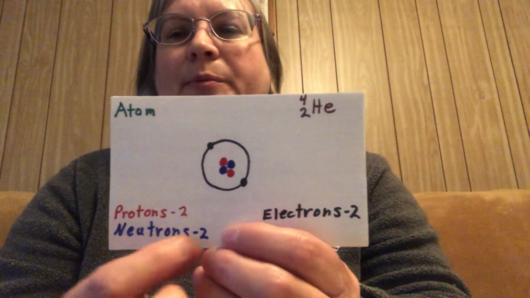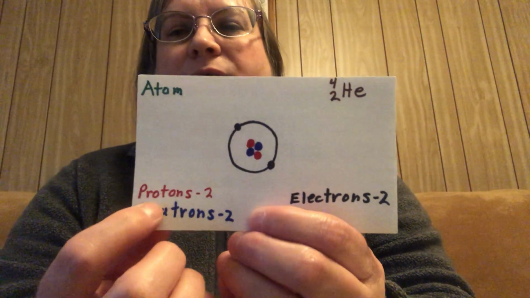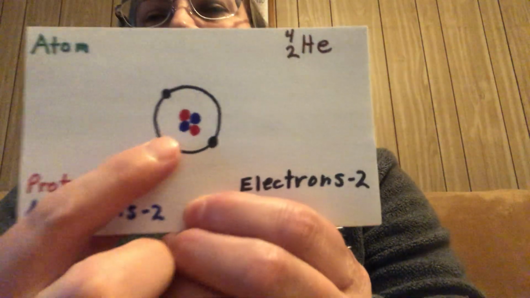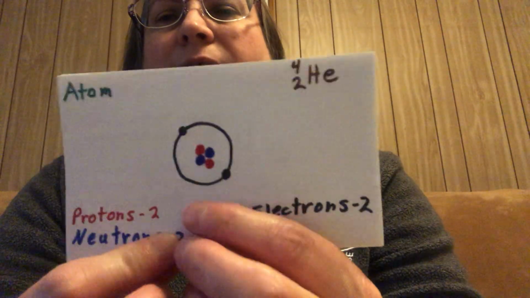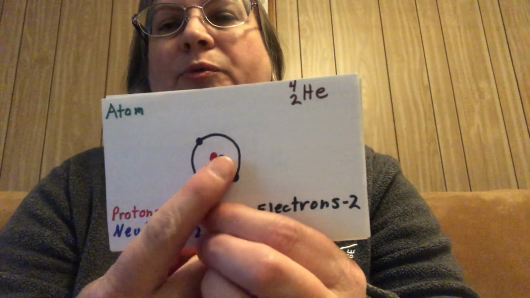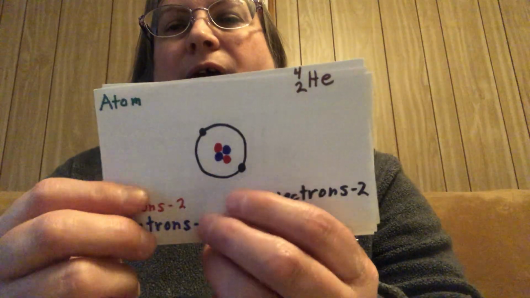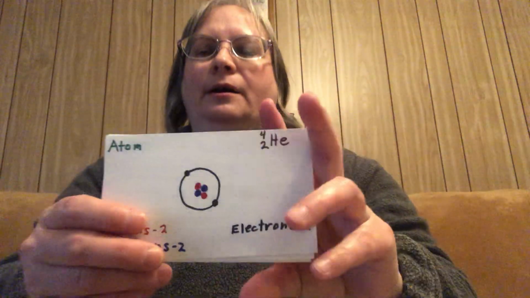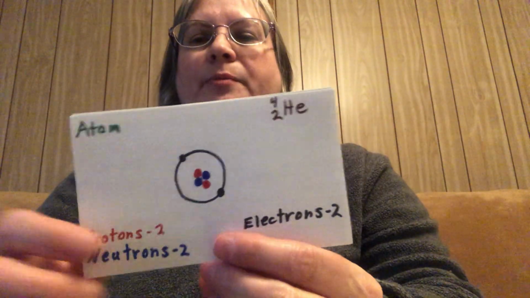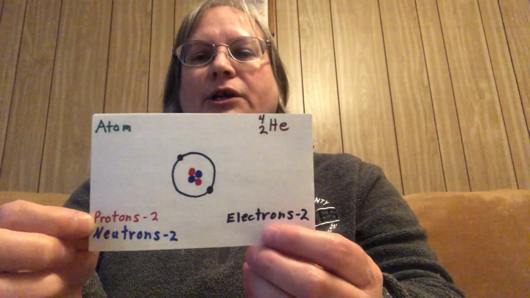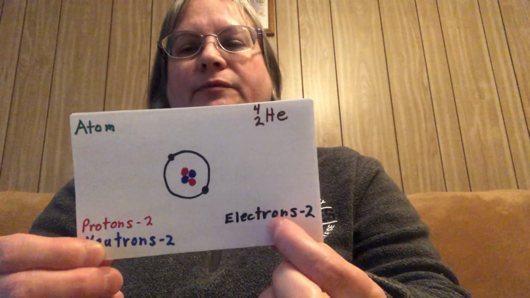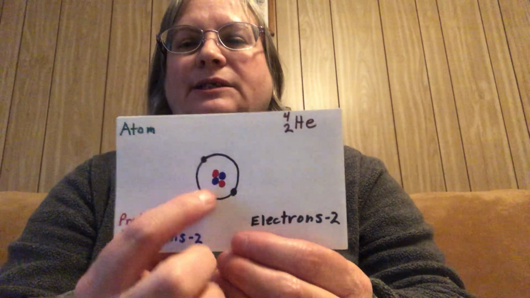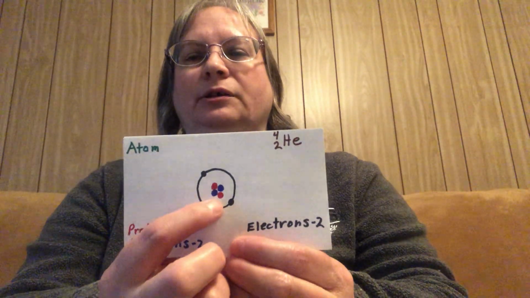So, atoms are made up of three particles. We have our protons, which I did in red, our neutrons, which are the blue dots in the middle there, and electrons, which go around the outside. So our protons and neutrons are in the nucleus, and then the electrons run around the outside here. Something else is that protons are positively charged, electrons are negatively charged, and neutrons have no charge. They are neutral.